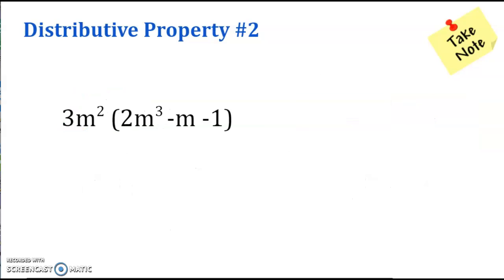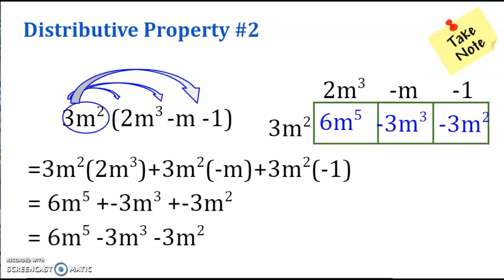Okay, all right, so let's see if you can do the distributive property with a more complicated problem here. 3m squared times 2m cubed minus m minus 1. Remember that we're not just multiplying m squared, but we are multiplying 3m squared to 2m cubed minus m minus 1. So 3m squared times 2m cubed, and then to that we're adding 3m squared times negative m, and then 3m squared times negative 1.